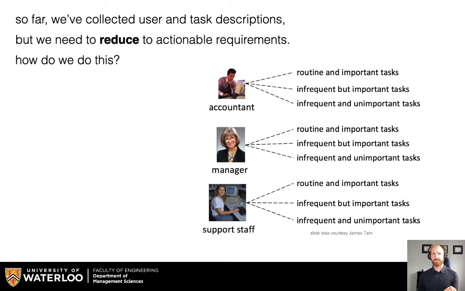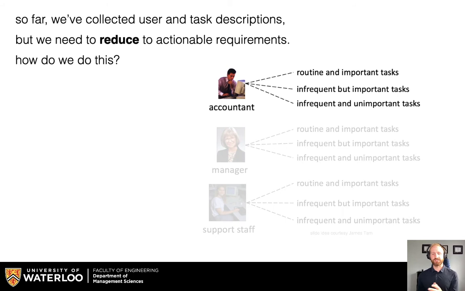So how do we do this? How do we reduce? Well, you might focus in on a certain stakeholder. Fading out managers and support staff, you might focus on the accountants themselves. That might be the most important thing, or where you can really meet some of these needs. You may also prioritize the different tasks. You may remove the hope of supporting infrequent and unimportant tasks and really focus on those routine and important tasks, or also the infrequent and important tasks, so just the important tasks.